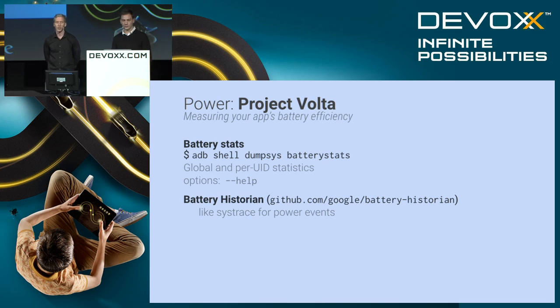So you can run a new command for dumpsys called battery stats. And then you can use this tool that you can get off of GitHub called Battery Historian, and it'll give you a graphical display, kind of like systrace with the battery information about how much power was being used by all the different processes running on the system at the time.